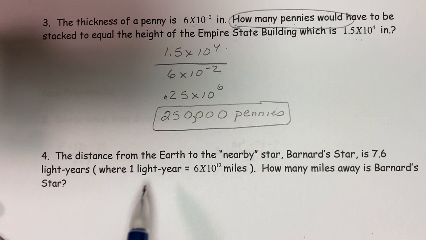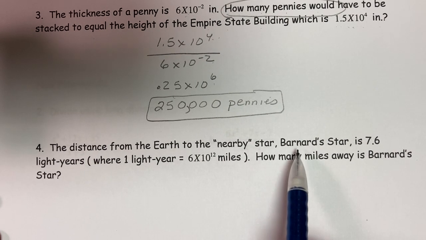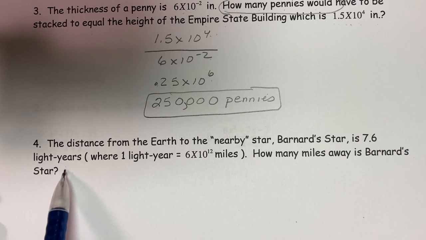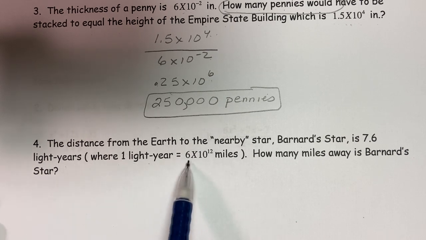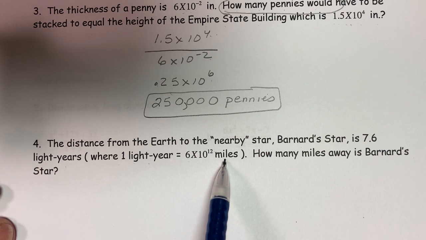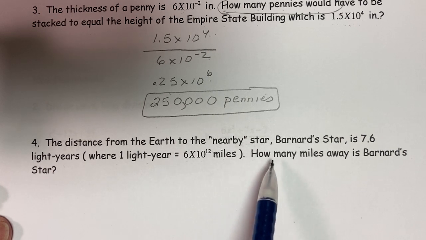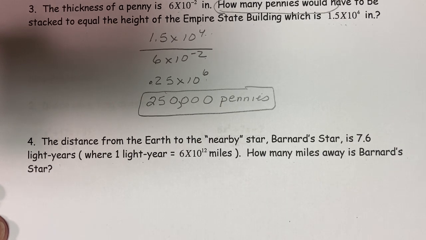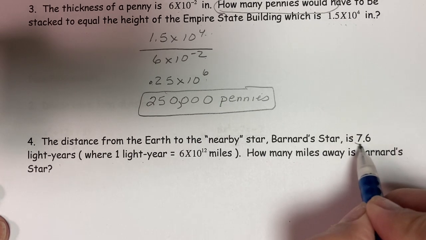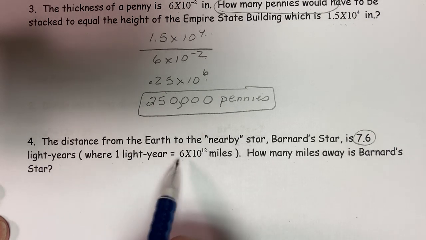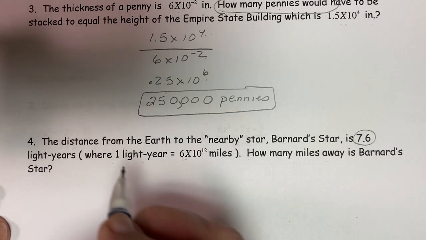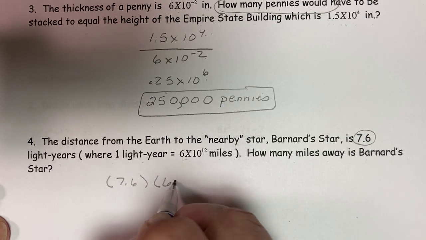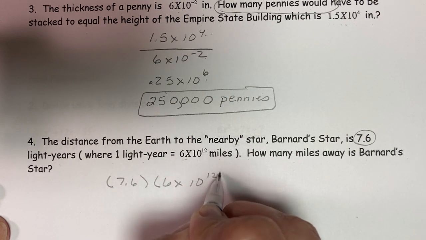Let's look at this one. So the distance from the Earth to the nearby star, Barnard's star, is 7.6 light years, where 1 light year is actually 6 times 10 to the 12th miles. That's a lot of miles. How many miles away is Barnard's star? So it says that it's 7.6 light years. So 7 of these. So it seems to me like I'm just going to multiply 7.6 times 6 times 10 to the 12th.